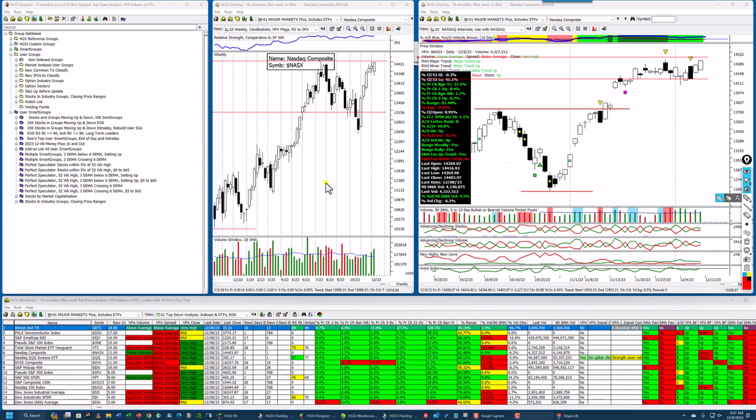Now I have a screen layout here that I'm using today. I don't have a monthly chart. I have a weekly chart and a daily chart, and I have the white versions rather than the black versions. And then down here, I'm in my Major Markets Plus folder, which you will find if you have my files under the user groups, and I'm in folder number 1.